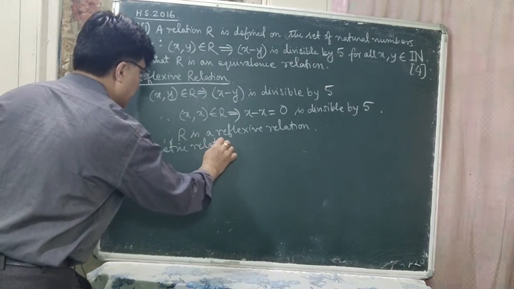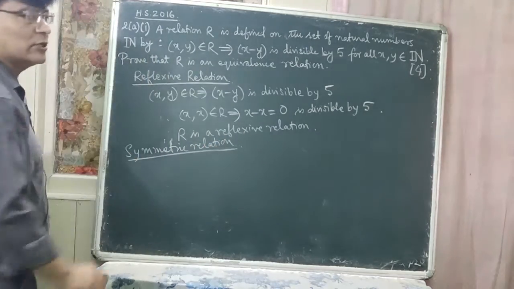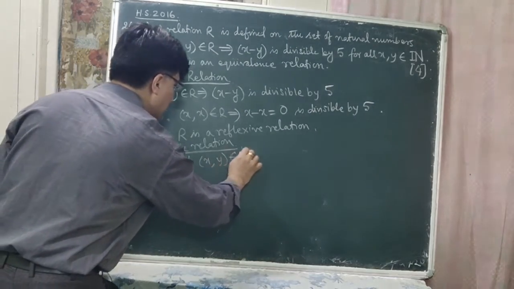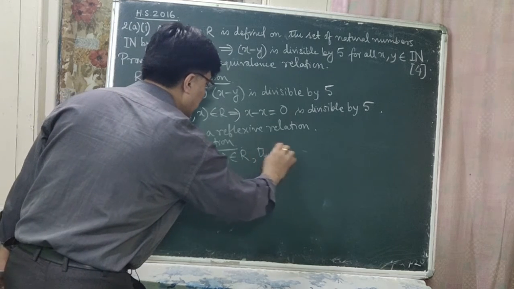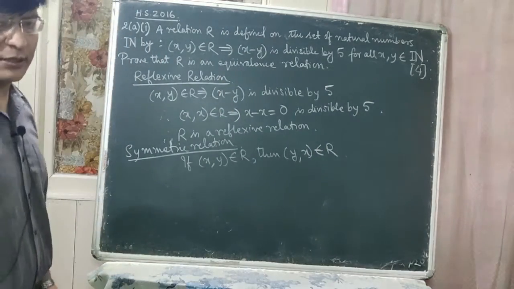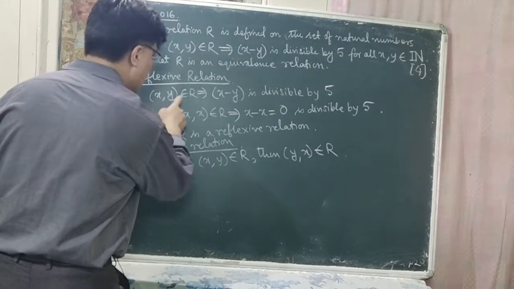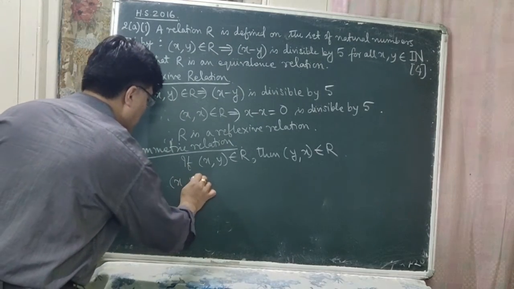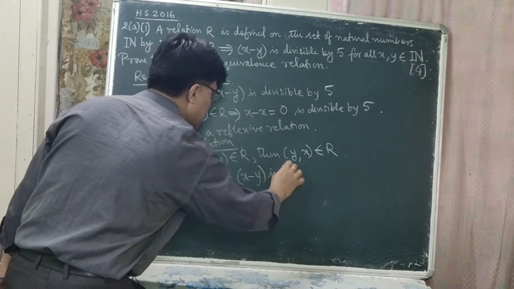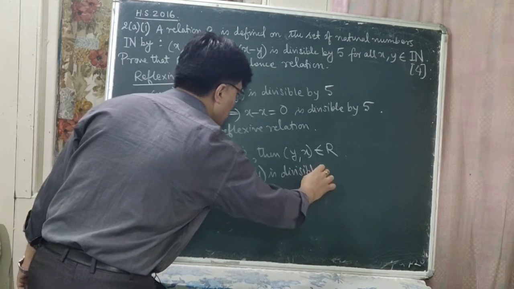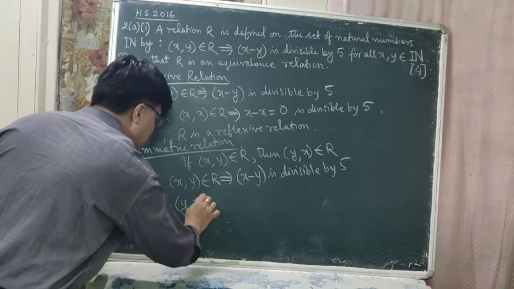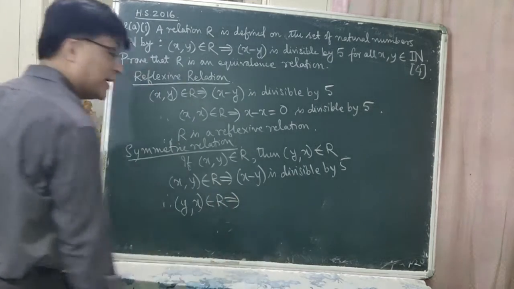Symmetric relation, right? For symmetric relation, what is the definition? If x comma y belongs to the relation R, then y comma x should belong to the relation R. Then it is symmetric relation. Okay, so what is the definition of x, y belongs to the relation R? x, y belongs to the relation R implies that x minus y is divisible by 5. Therefore y minus x should belong to the relation R, which implies what?